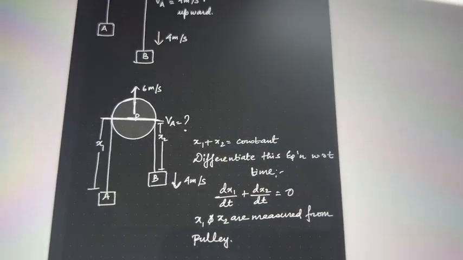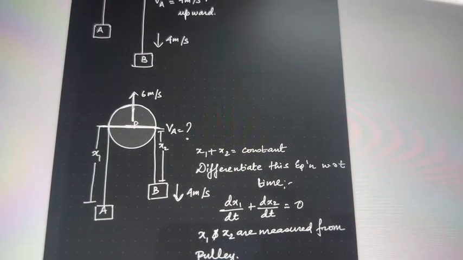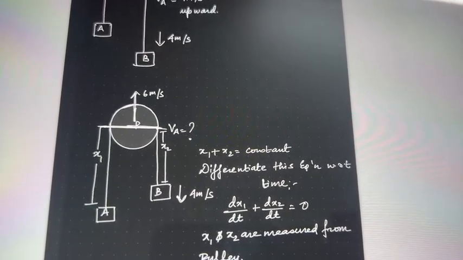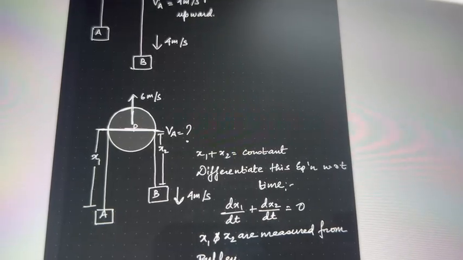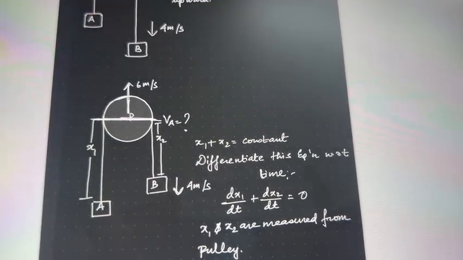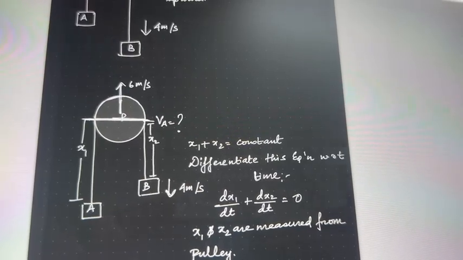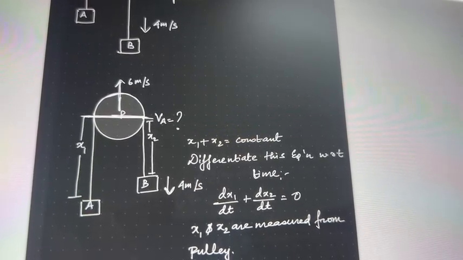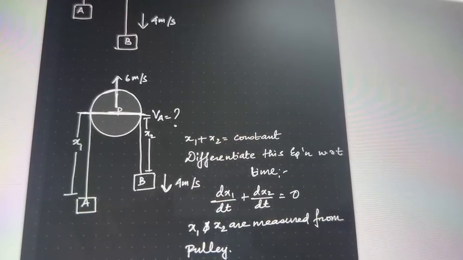Now the problem arises when there are multiple pulleys and strings. So I'll give you one example, with the help of which you will be able to solve the problem. Suppose the pulley is also moving upward with 6 meter per second and block B is going downward with a velocity of 4 meter per second. So what is the velocity of block A?